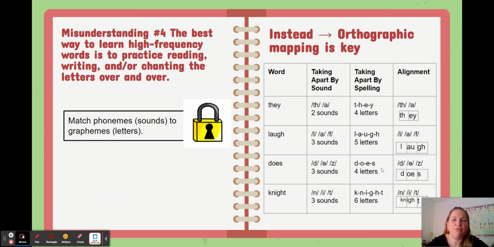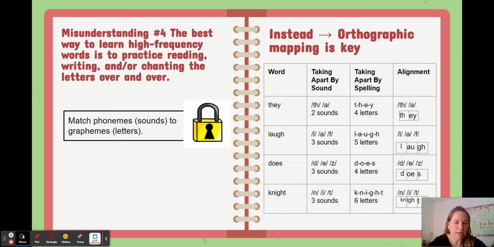Number four, the best way to learn high frequency words is practice reading, writing, chanting over and over and over again. But really, orthographic mapping is the key to it. So matching those phonemes, or the sounds, to the graphemes is what locks it in their memory.